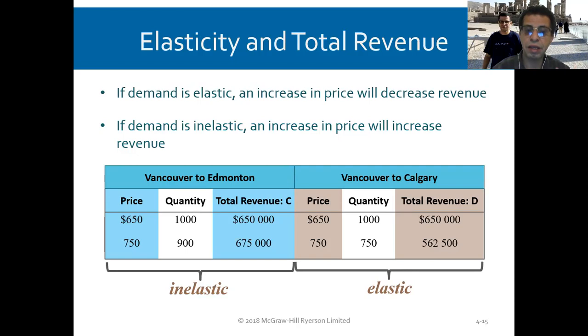On the other hand, if the demand is inelastic, an increase in the price will increase the revenue. Here, what we're looking at is you increased the price from 650 to 750, and the decrease in trips is minimal, only 100. So you multiply 700 by 900, and the total revenue is still higher.